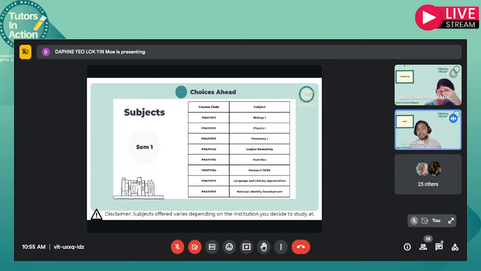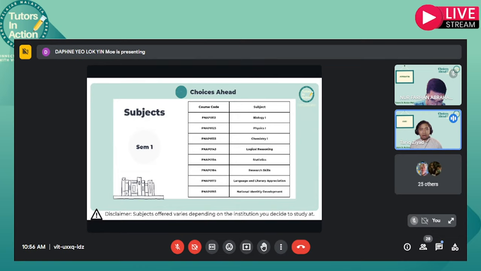So for Biology, Physics, and Chemistry, the sciences subjects, if you're wondering specifically what you're going to be learning, I would suggest looking up the AP components of the subject, so AP Biology, AP Physics, or AP Chemistry. If you're wondering what AP means, it's Advanced Placement. More often than not, the curricula in UKM's foundation program is going to be the same as with the AP subject counterparts. And moving on from the sciences, you would have your Logical Reasoning and Statistics. Now, these are mathematically intensive subjects.